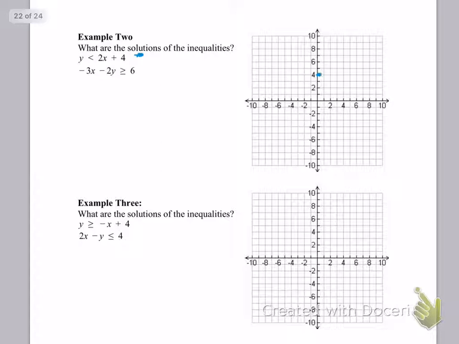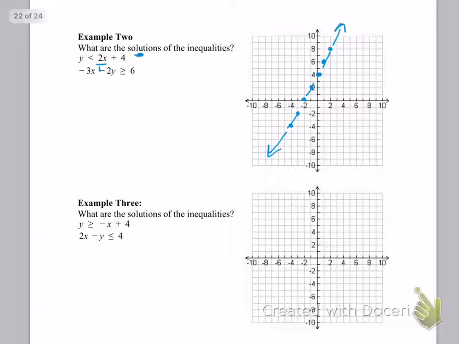So there's our 4. And it's saying the slope is 2 over 1. So it's going to be going up 2 over 1, up 2 over 1. Down 2, back 1, down 2, back 1, down 2, back 1. Alright, cool, I got enough dots to keep me happy. Now, dashed or solid. This one's going to be a dashed line.